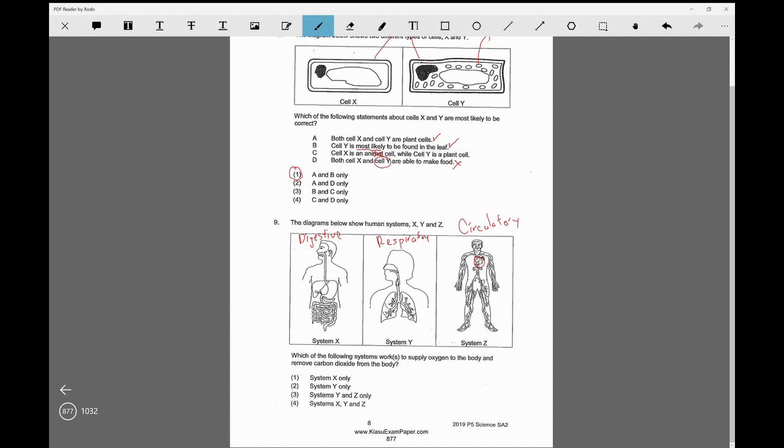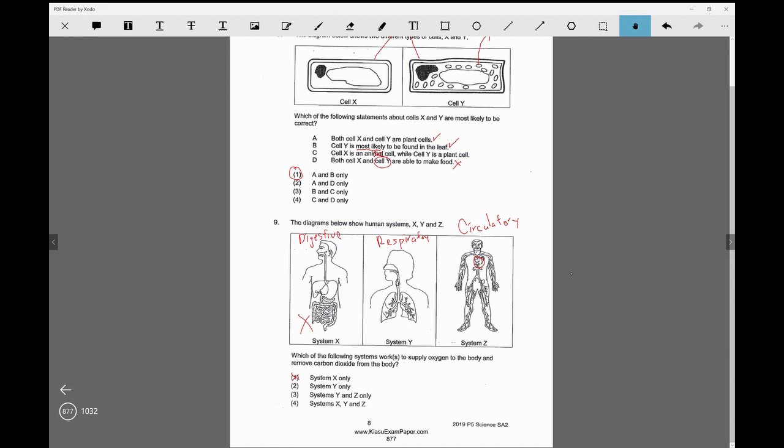Which of the following works to supply oxygen to the body and remove carbon dioxide? Definitely, when air is involved, respiratory system is involved. So one is definitely out. So 2, 3, 4 all have respiratory system, which is good. Digestive system doesn't supply or take away carbon dioxide. Although they use it because it is an organ, so it has cells, it doesn't remove it from the body. So no. The circulatory system will work with your Y to transport.